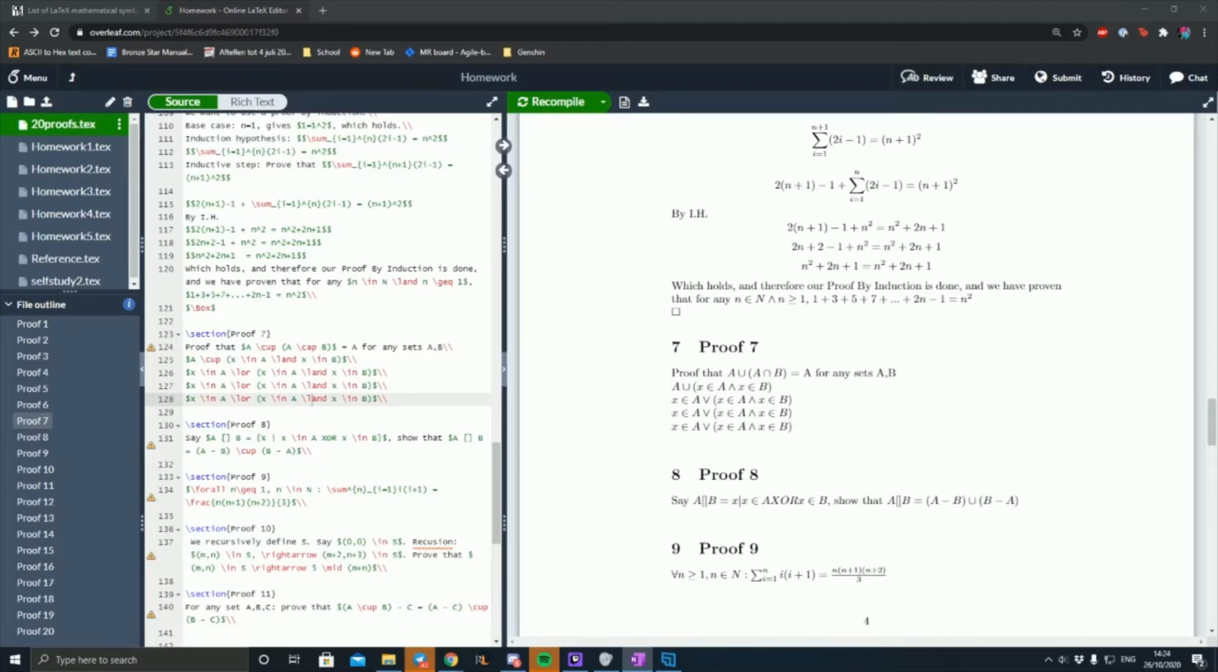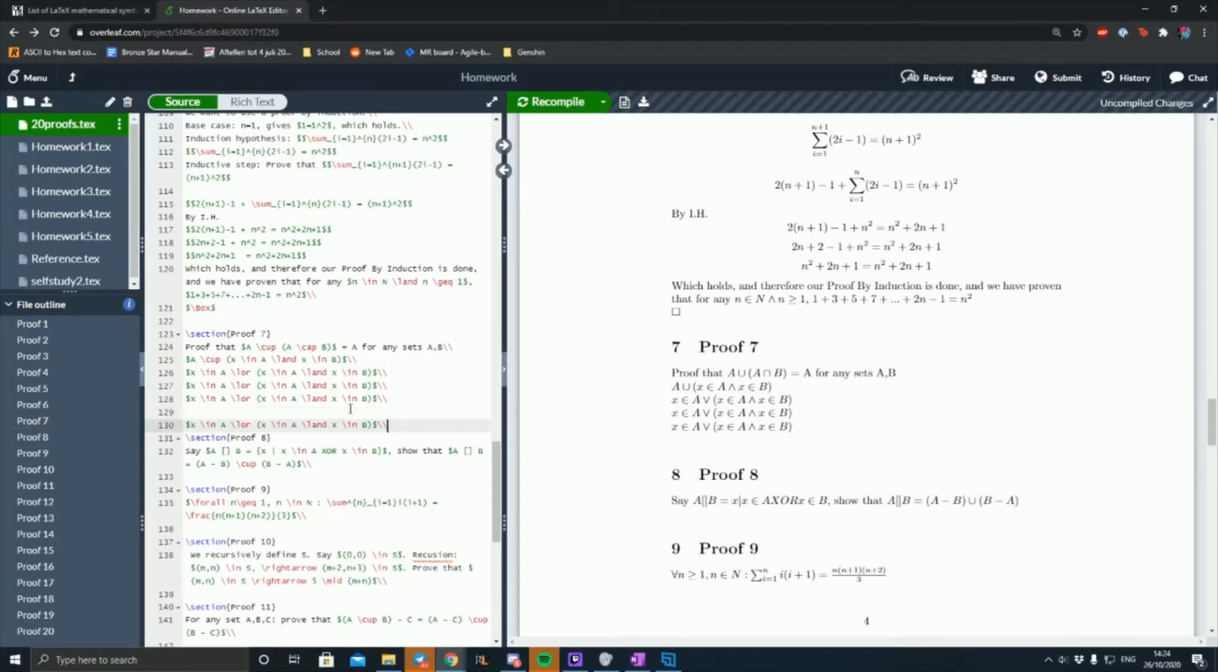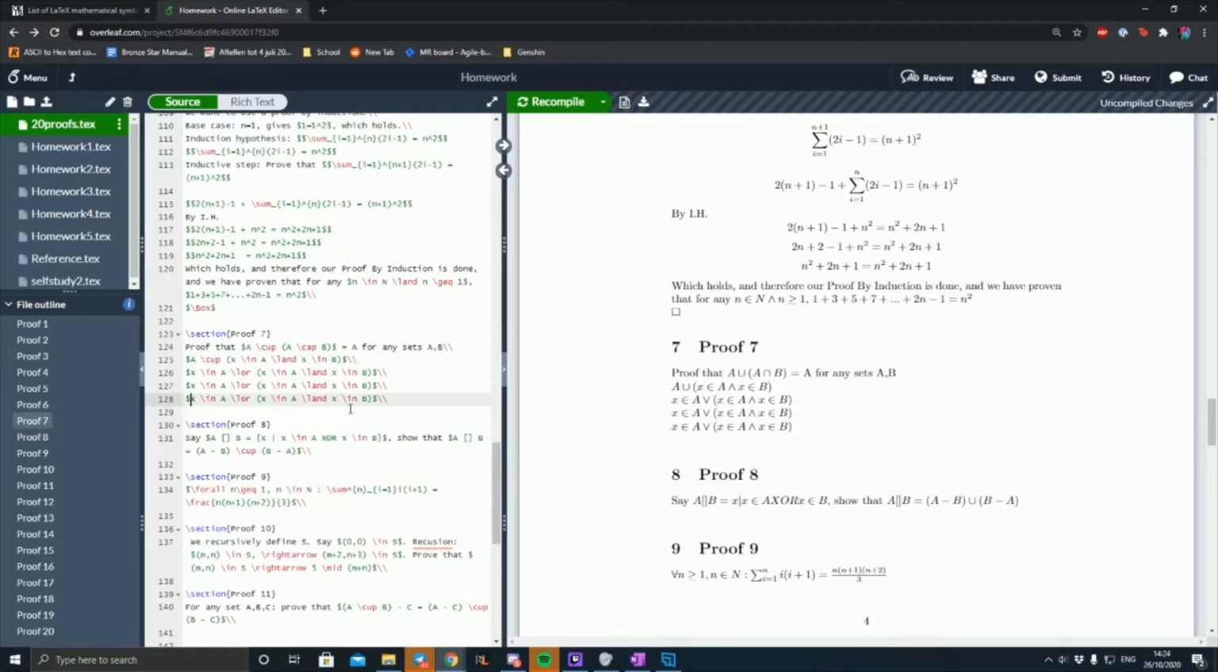Let's see. The distributive law: A or (B and C) is equal to (A or B) and (A or C). So I'll have x in A or x in A and x in A or x in B.